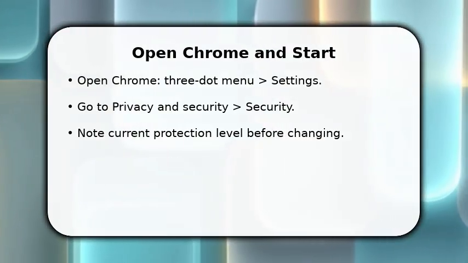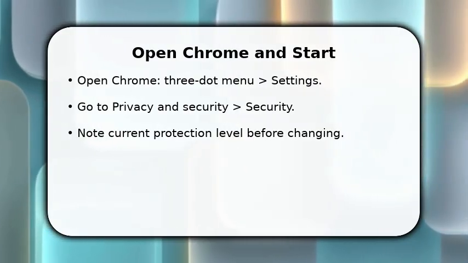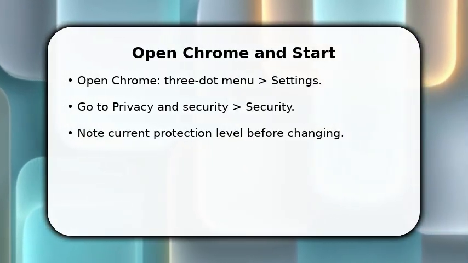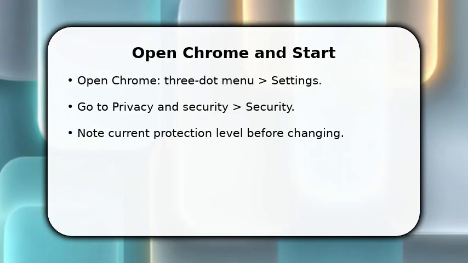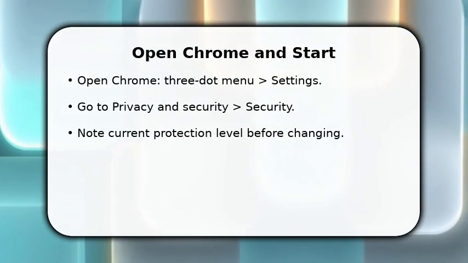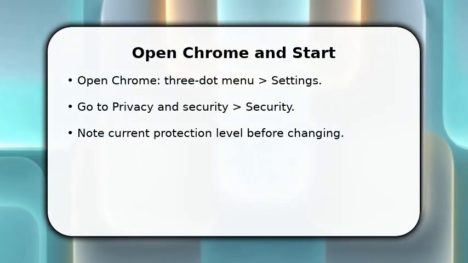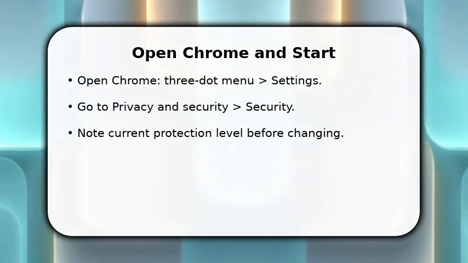You're doing this because Chrome's safe browsing can block certain files it classifies as dangerous. Make sure to note the current protection level so you can restore it later. Now select a lower protection option if necessary. Doing this lets the download proceed, while you retain the ability to re-enable stronger protection afterward.